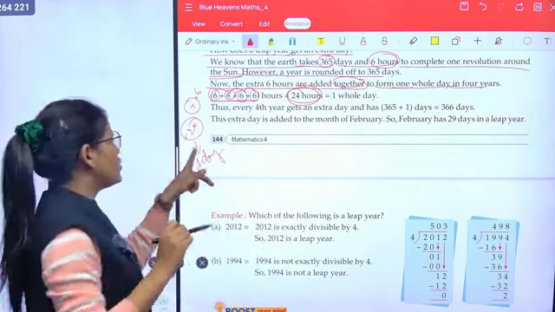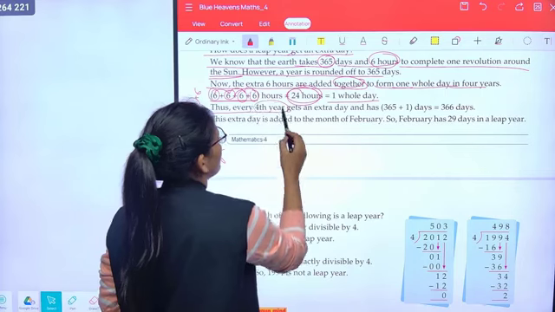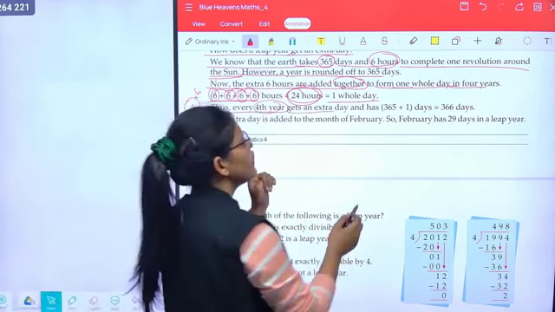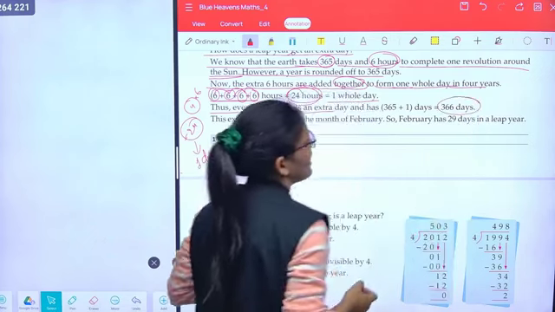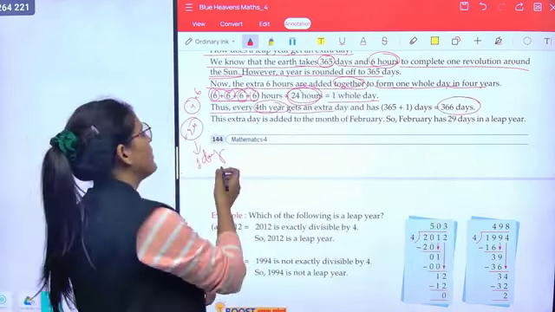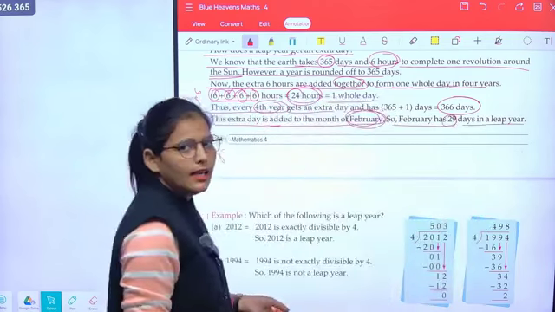Okay class, 24 hours means one day, a whole day. Thus every fourth year gets an extra day. इसलिए हर 4 साल में एक एक्स्ट्रा दिन आता है जिसे हम बोलते हैं 366 days और लीप ईयर. This extra day is added to the month of February. और वो किस में ऐड होता है? February में. So February has 29 days in a leap year.